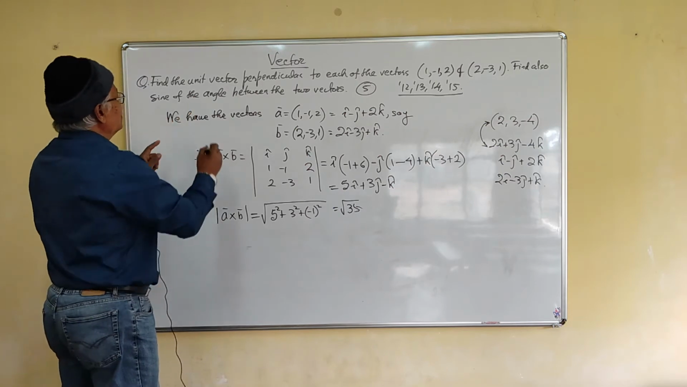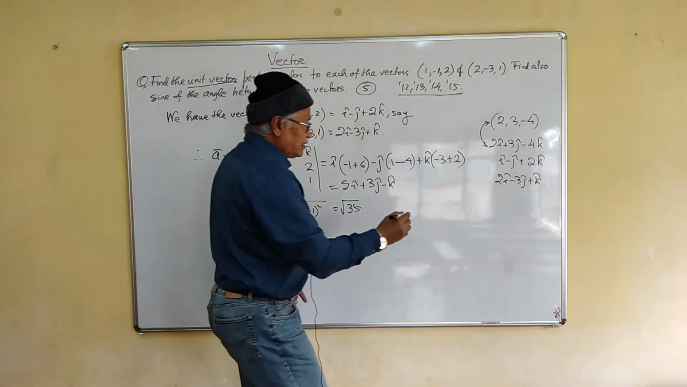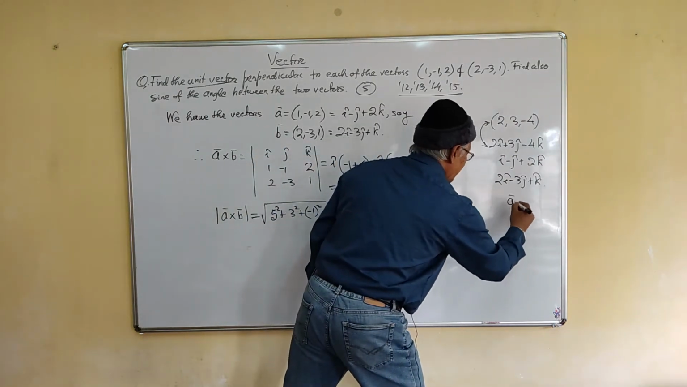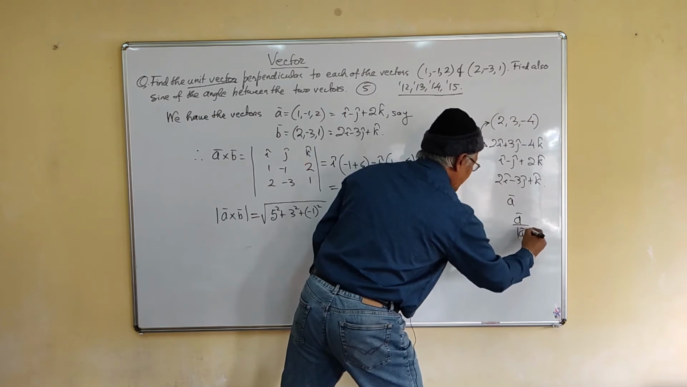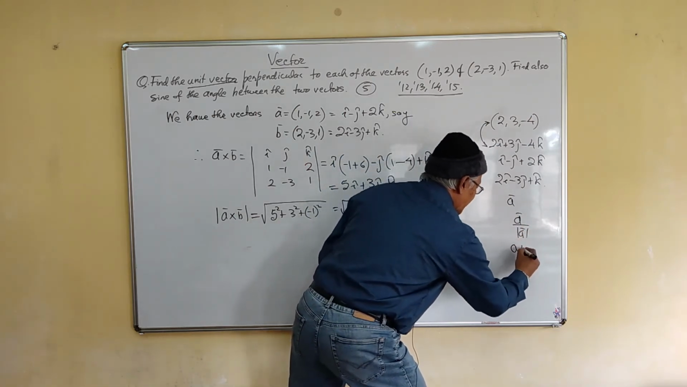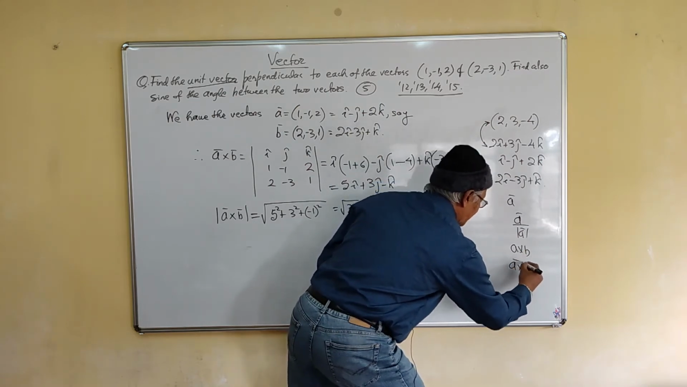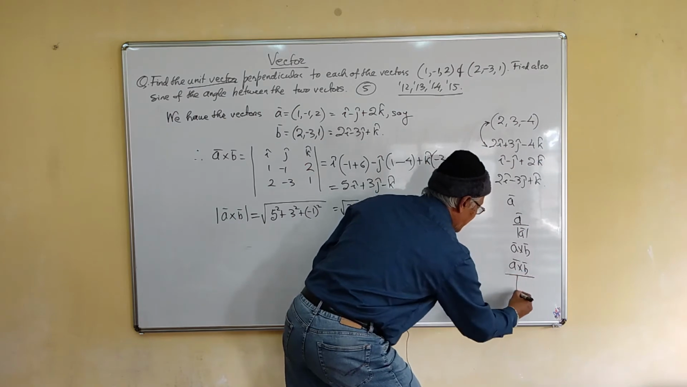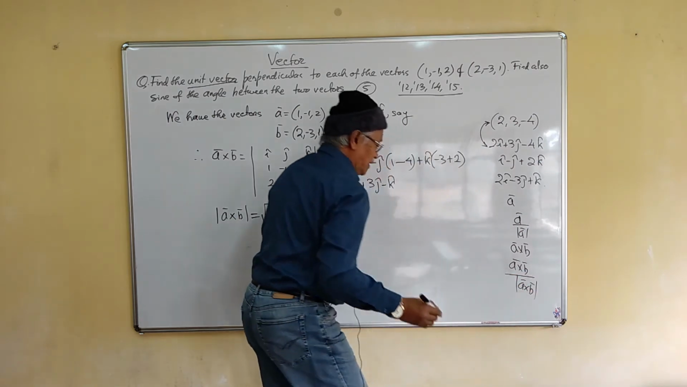So therefore, what is the unit vector? You recall, the unit vector along a vector A is given by vector A divided by the magnitude of A. So similarly, the unit vector along A cross B is given by A cross B divided by the mode of A cross B, that is the magnitude of A cross B.